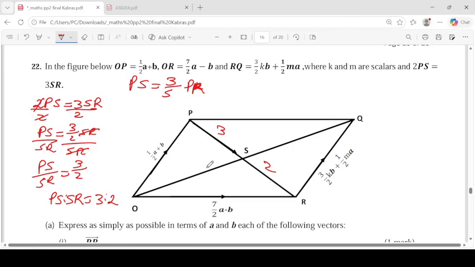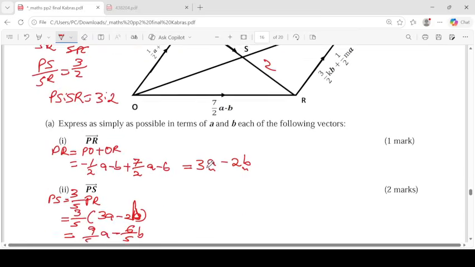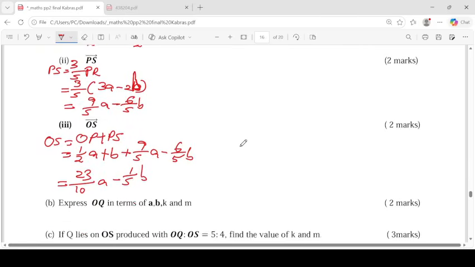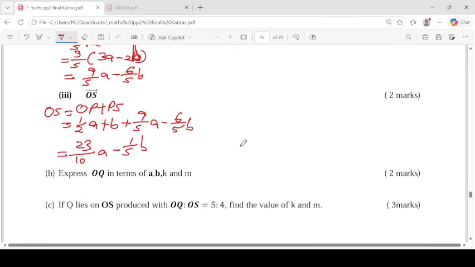Because we have our OS with us, we can get OQ. Let me first get OQ. OQ can be given as OR plus RQ.